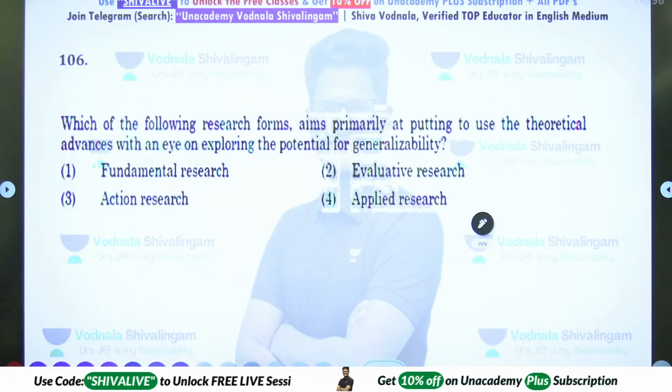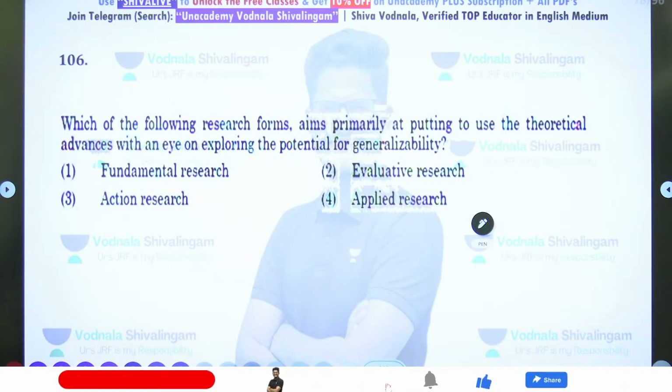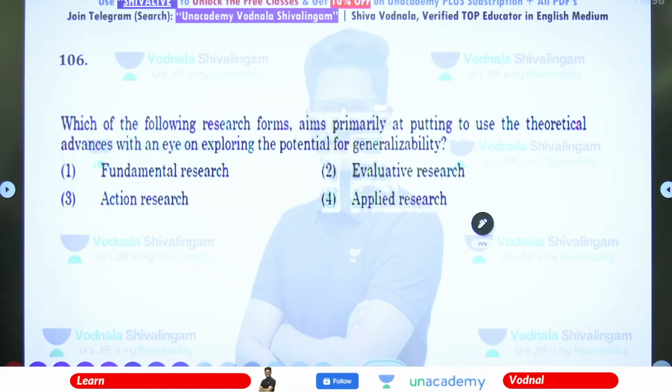Which of the following research forms aims at putting theoretical advances with an eye on exploring a potential for generalizability?